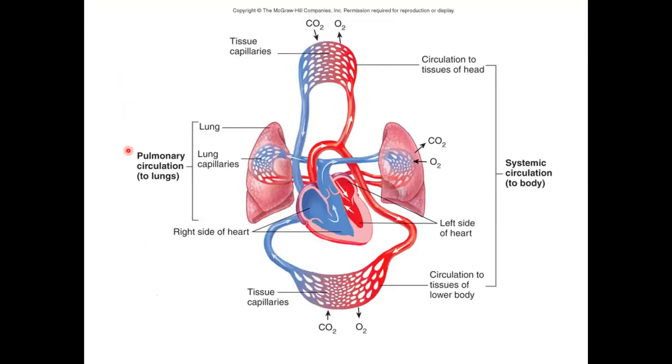The pulmonary circuit takes blood to the lungs to get oxygen and then brings it back to the heart to get pumped out to the body. The systemic circuit or circulation takes oxygenated blood to the body and deoxygenated blood back to the heart.